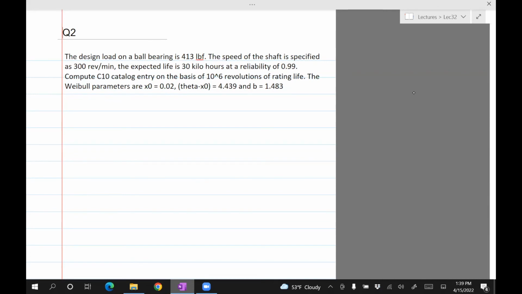The design load on a ball bearing is 413 lbf. The speed of the shaft is specified as 300 revolutions per minute. The expected life is 30 kilo hours at a reliability of 0.99. Compute the C10 catalog entry on the basis of 10 raised to 6 revolutions of rating life. The Weibull parameters are given: x0, theta minus x0, and b.